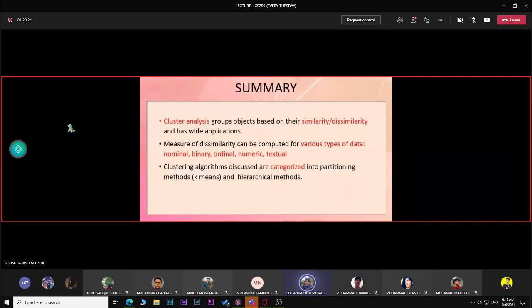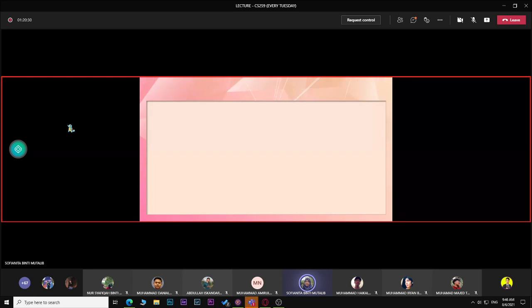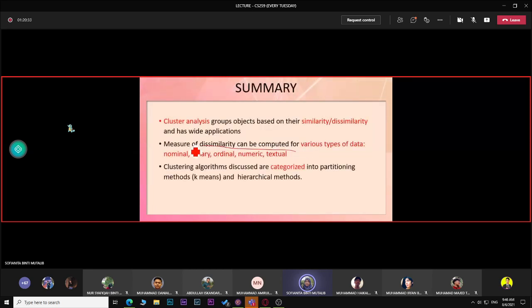So in cluster analysis, actually we are looking at the similarity and dissimilarity, and the important part is that we look at the data type. It's very important to understand that the similarity of the objects depends on the data type, the functions or the formula. We need to look at whether it's nominal, binary, ordinal, numeric, or textual, or it could be other as well. And then it has 2 methods under clustering, partitioning and also hierarchical, for this subject only.